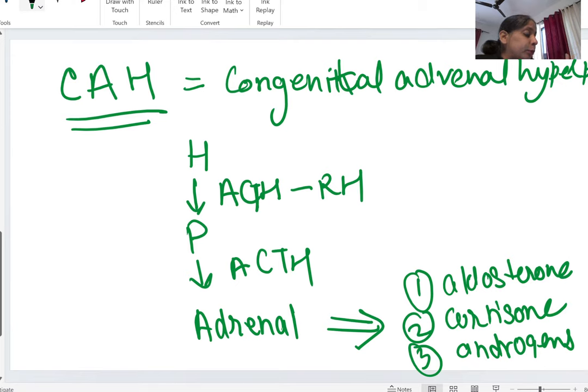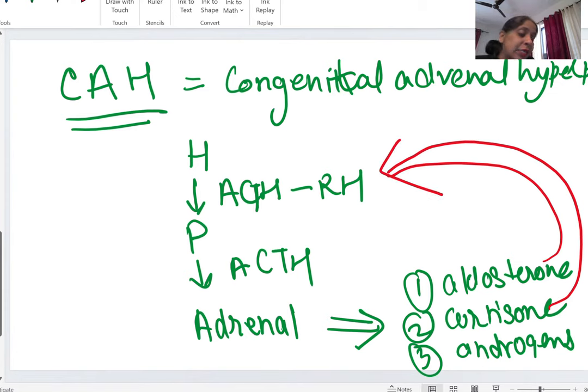Now, as we studied in the hypothalamus pituitary ovarian axis, estrogen was giving negative feedback and stopping FSH and LH. Here, only aldosterone and cortisone give negative feedback. Androgens don't give negative feedback. So who stops the release of ACTH and adrenocorticotropin releasing hormone? The excess of aldosterone and cortisone gives negative feedback. Okay, is it clear up till here?